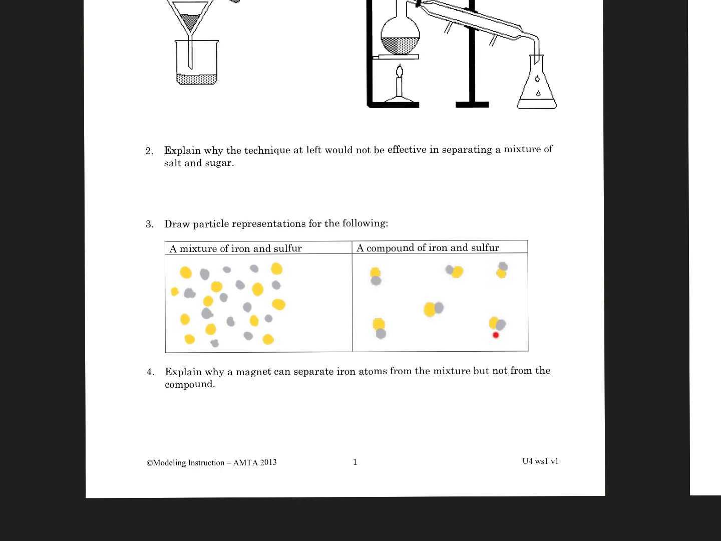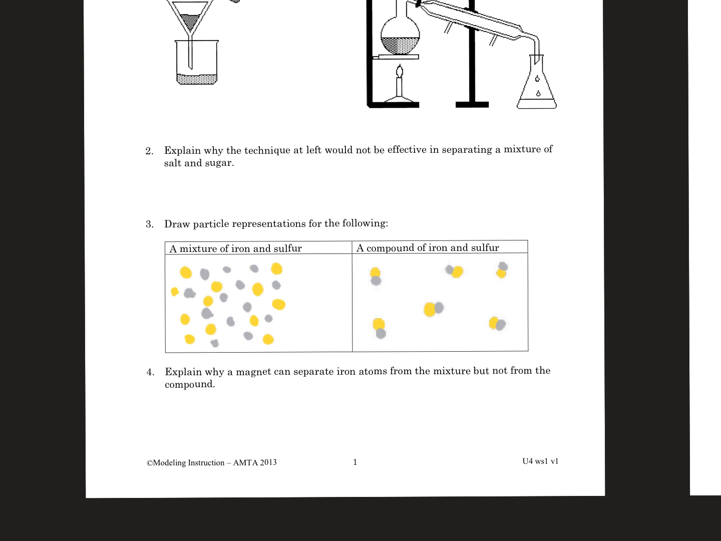So now you can see I don't have a mixture of sulfur and iron anymore. I have a compound of sulfur and iron. And I could have drawn as many of these compounds as I wanted to, and it wouldn't matter how many of these I drew. I would have exactly the same number of iron particles as I would sulfur particles.